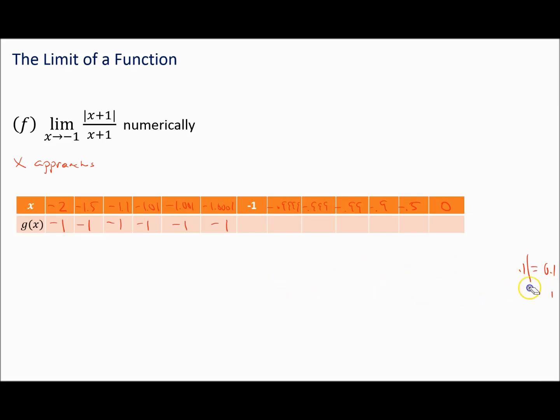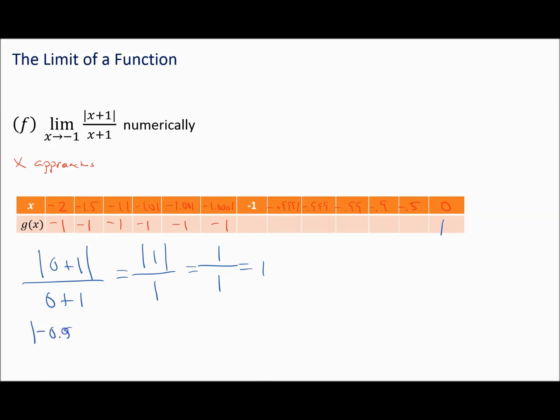Okay, so the next thing I'm going to do is plug in 0. Kind of far away from -1, we're going to plug in 0. I'm going to do it in a different color too. So I have the absolute value of 0 plus 1 divided by 0 plus 1. Well, in the numerator, that's the absolute value of +1, divided by the denominator, which is just +1. So on top I get 1, because the absolute value of +1 is still 1, divided by 1, which is 1. Okay? Sort of like the last one, but not the same.